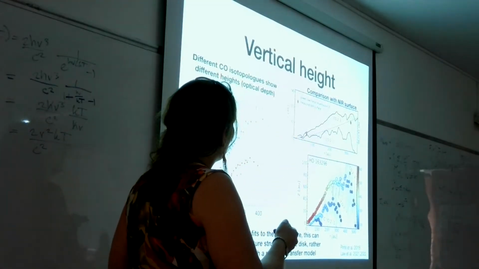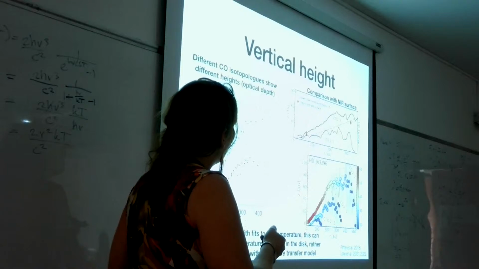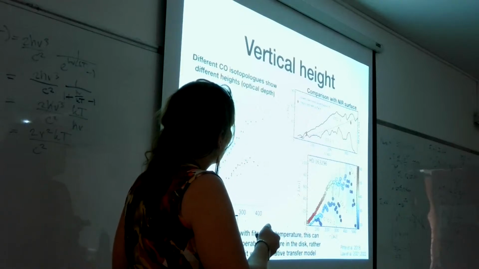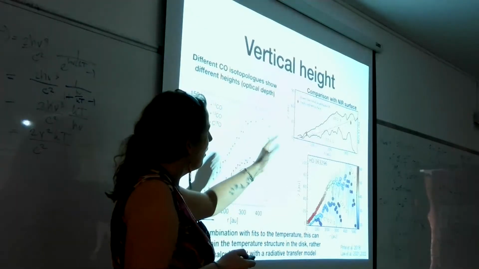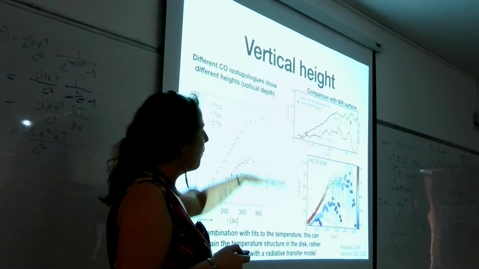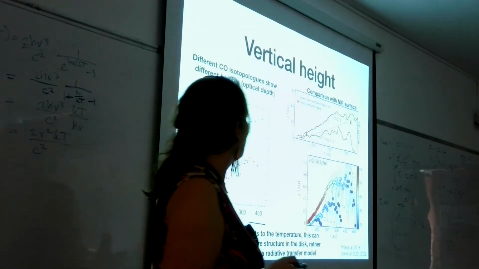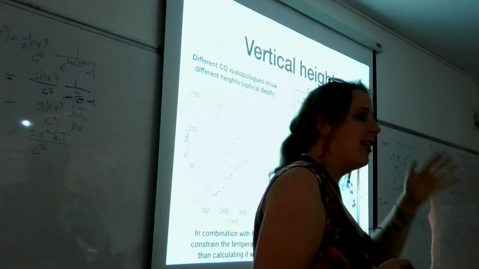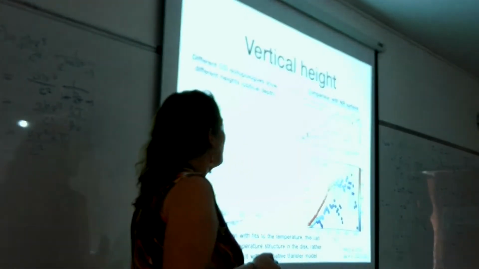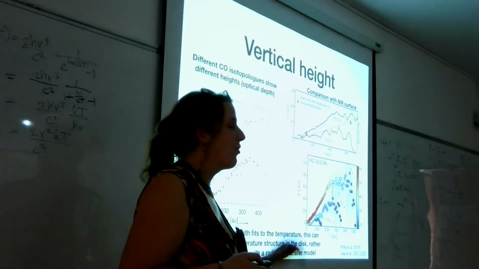So you can see that this is the 12CO, this is the 13CO, and then in the near-infrared surface is somewhere over here. So it's a little bit below the 12CO, and somewhat above the 13CO. But it varies a little bit in distance, but it's overall consistent.